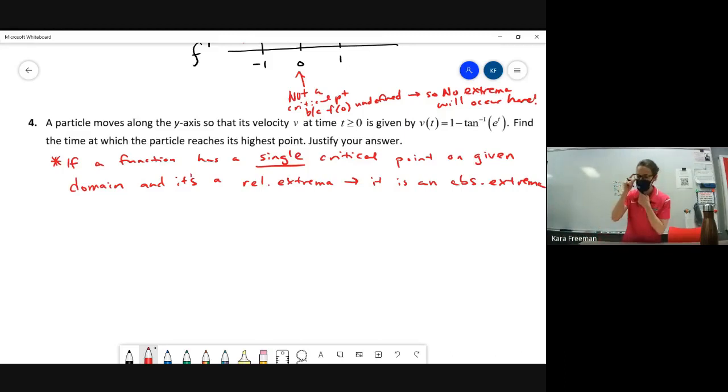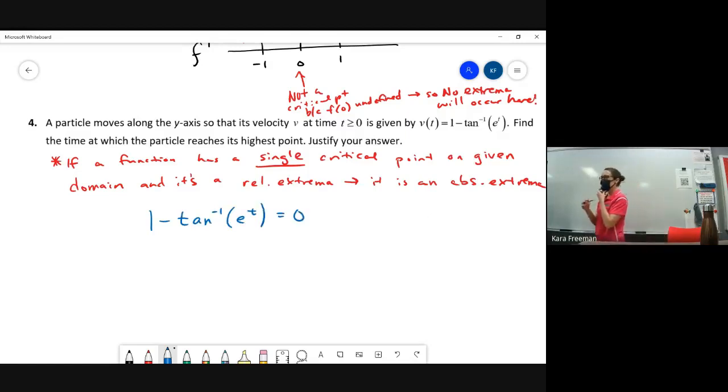Okay, so let's try this now. Let's remember, do we have to find the derivative of velocity in this problem? No, because I'm trying to maximize position. So what are we going to do with that velocity function then? Set it equal to 0. Let's also think about where this is undefined. Part of me throwing all these different functions at you is I want you to start thinking about when things are undefined. That inside function, e to the t, is e to the t ever undefined?